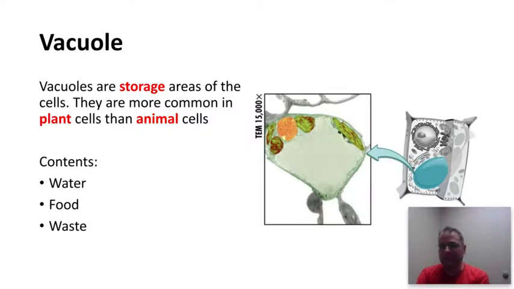And here is that vacuole. Vacuoles are storage areas of the cells. They are most common in plants and animal cells, but they're very big with the plant cells. They contain water, food, and waste. In plants, this area I'm kind of drawing around is pretty much all a vacuole. See how it's pushing out on that cell, giving it shape and function.